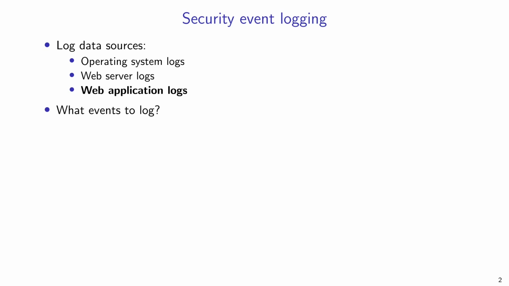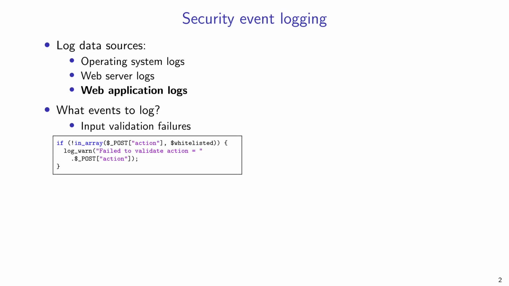To detect hacking attempts at the earliest stage, all input validation failures should be logged. Here is an example of how we could do that. So here we check whether the request's action parameter is among the whitelisted values. If it is not, we log a warning stating that we failed to validate the action parameter, logging the invalid value as well. And we can apply this to all parameters received.